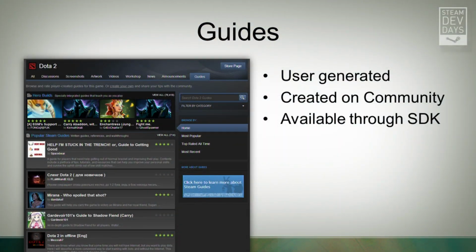I briefly wanted to talk about guides. Guides on Steam are created by users through the community site. You can think of a guide simply as a wiki page that has text, video, and screenshots. Now, guides can be about anything users would like to talk about. It could be how to play a hero in a particular game, or maybe it's a full walkthrough. But the nice thing about guides is they are just user-generated content. So your game can access this content through the Steamworks SDK.